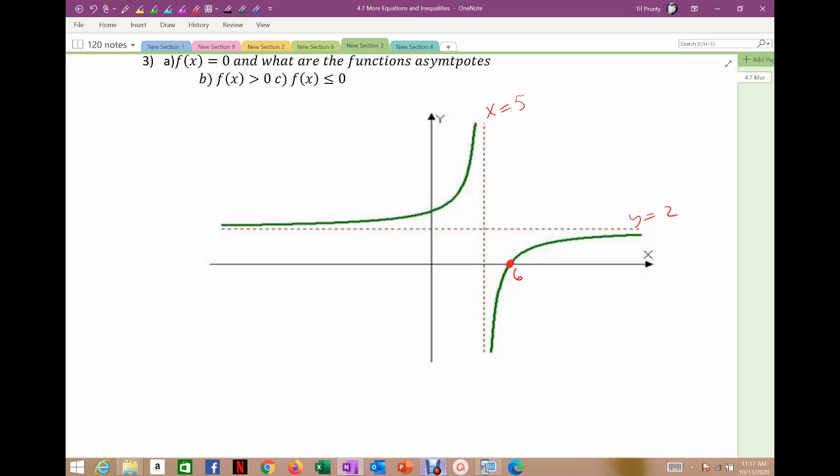Alright, so the first question is, what are my asymptotes and what are my zeros? What are my boundaries, right? My asymptotes and my zeros are my boundaries. So my zero, well, the only zero is 6, right? There's my zero. Then I have 2 asymptotes.